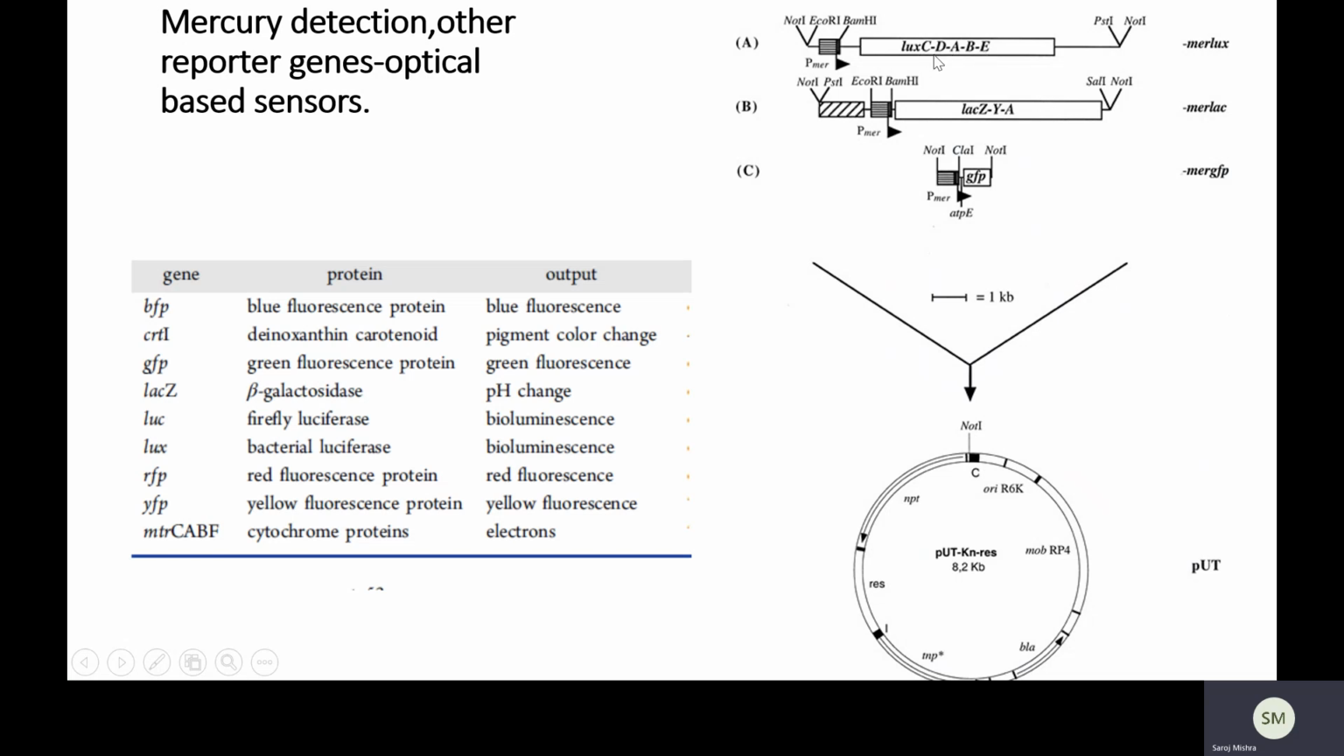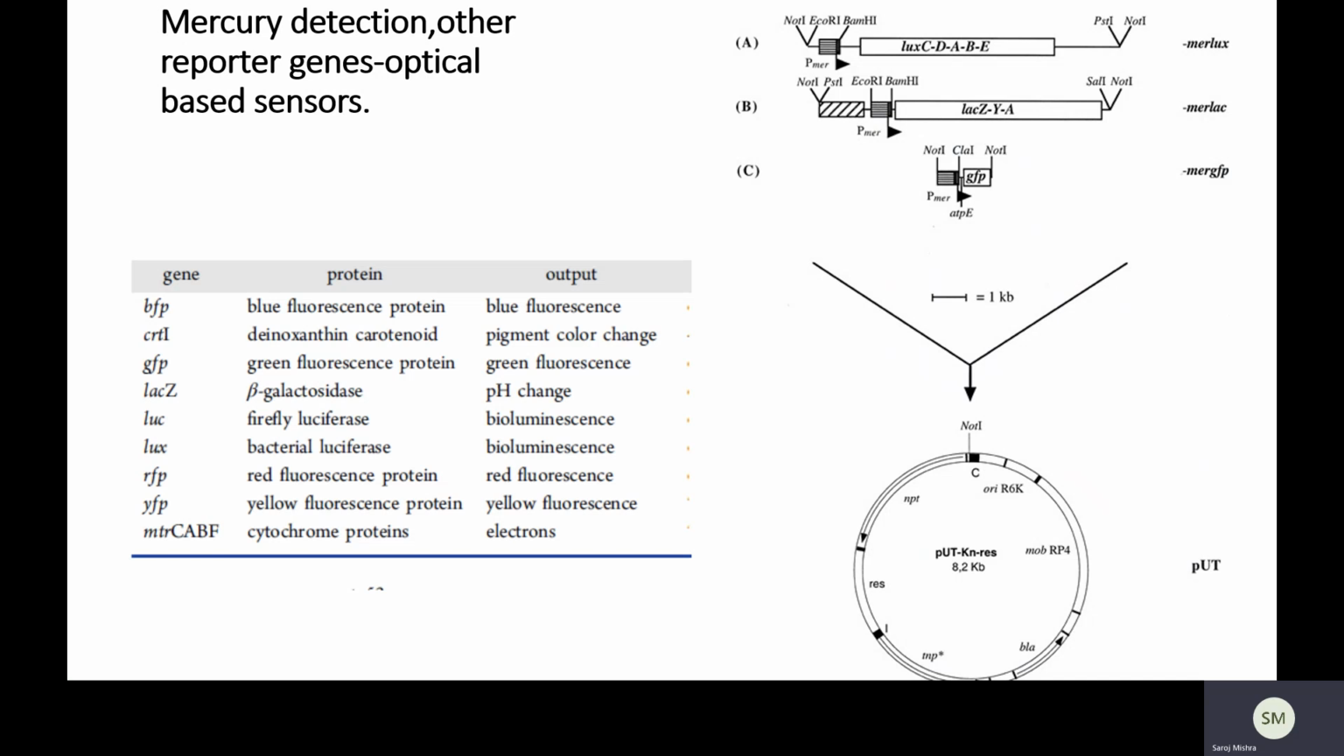Now, apart from Lux operon, you can also use the LacZYA. Again, you have the same sensing element like you have here, which will respond to the presence of mercuric ion. But then what does it turn on? It turns on the Lac operon, as a result of which you can break down lactose. Beta-galactosidase, which is coded for by LacZ, can also break down X-gal, which is a colorless substrate, and convert it into a colored compound, which is blue in color.